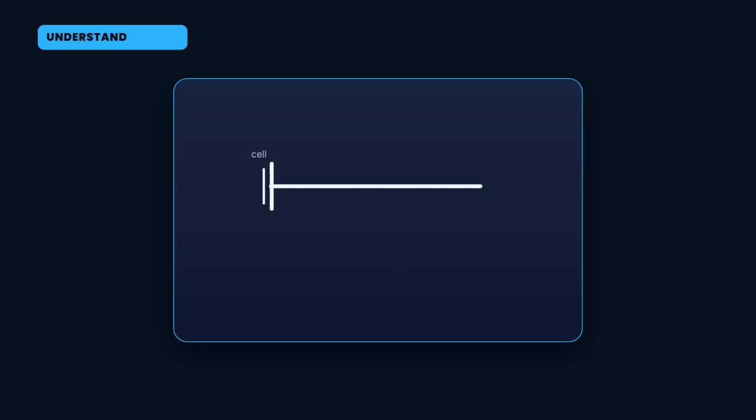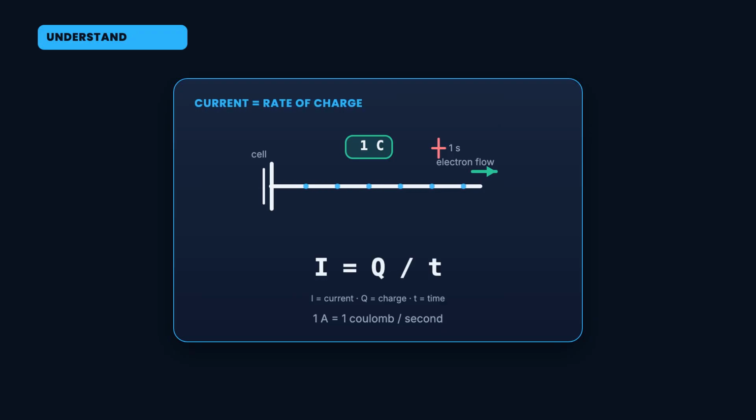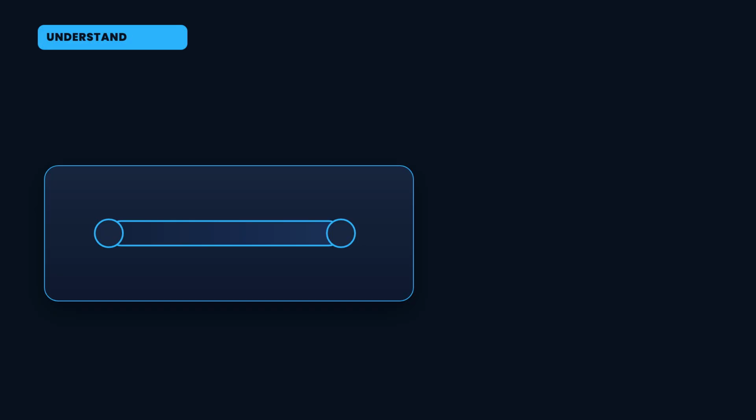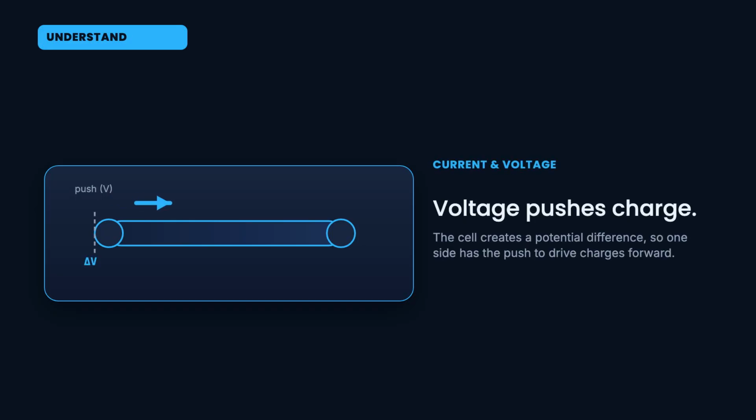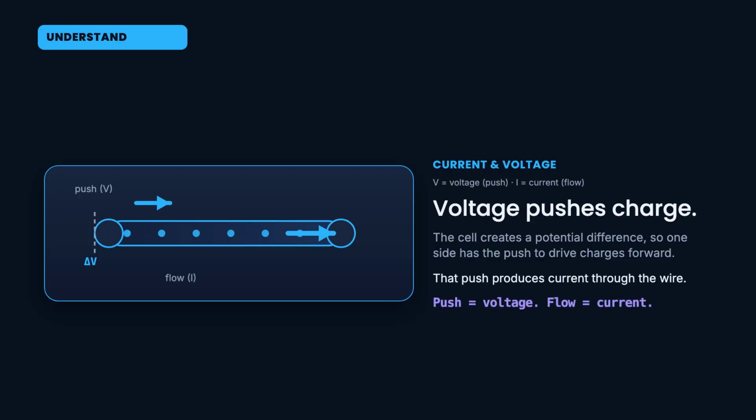First, what is current? It is the rate of flow of charge. 1 ampere is 1 coulomb of charge flowing every second. In symbols, I equals Q by T. What pushes that charge is voltage, the potential difference measured in volts. Push is voltage. Flow is current.